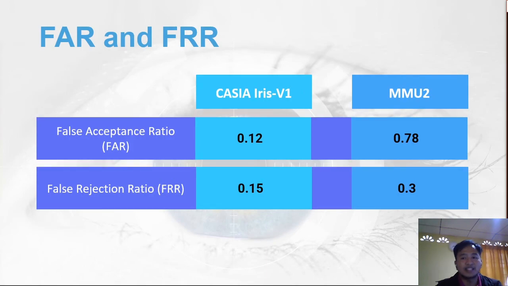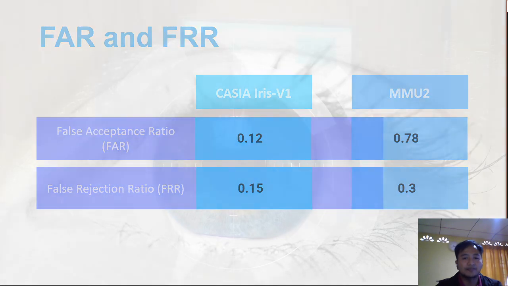One of the testing methods is conducted based on the FAR and FRR, which consists of 100 subjects for both databases. 50% are allocated for authorized users and the other 50% for unauthorized users. Results show CASIA V1 has lower FAR and FRR values compared with the MMU, as expected.